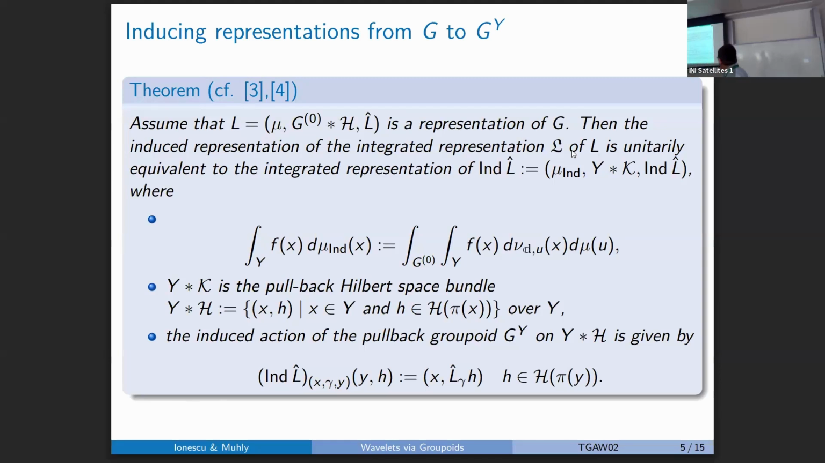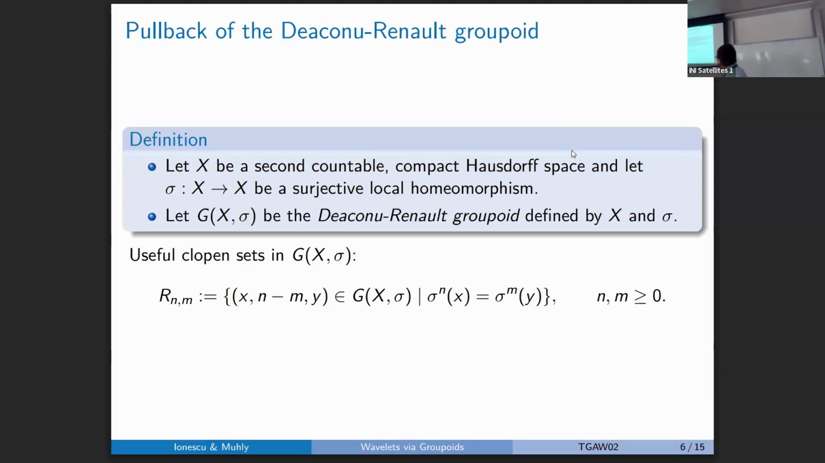So let me, as I said, now come back to our setup. We consider a surjective local homeomorphism on a compact space. We take the diagonal groupoid that has been mentioned many times in these talks. Let me not define it, but I want to point out some useful clopen sets in the diagonal groupoid. If you fix n and m positive, R_{n,m} consists of all elements in the groupoid with sigma^n(x) equals sigma^m(y). And when n and m equal 0, you just get the unit space.